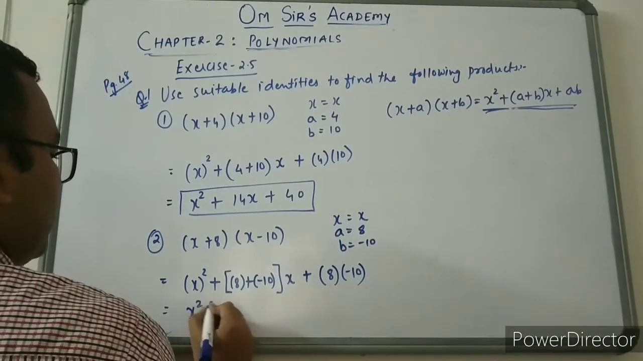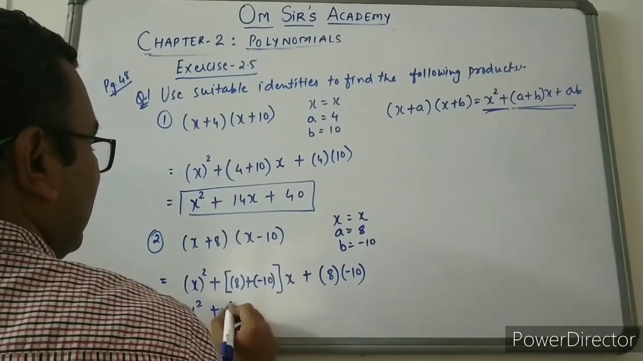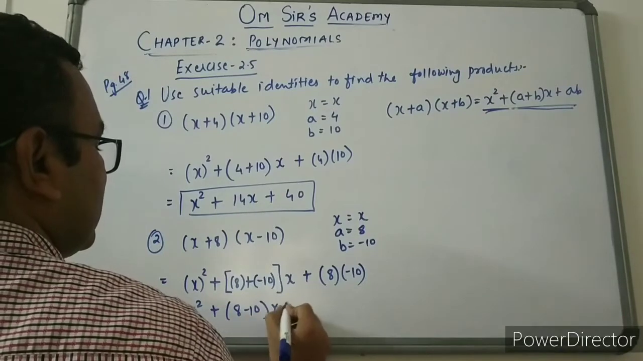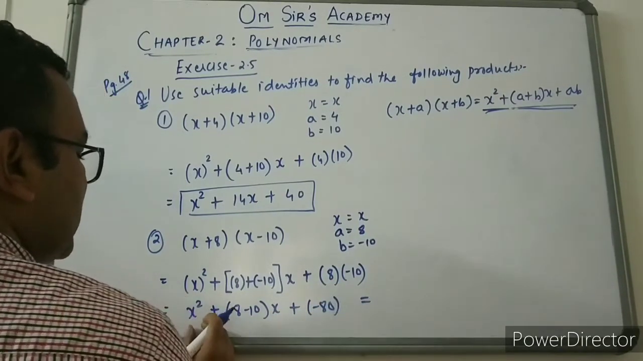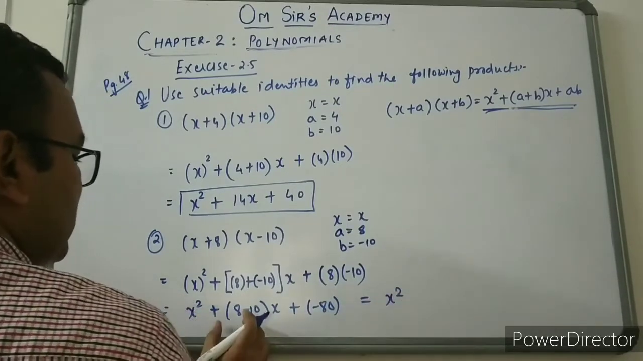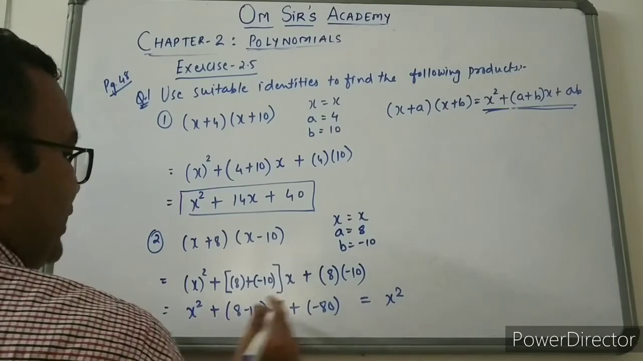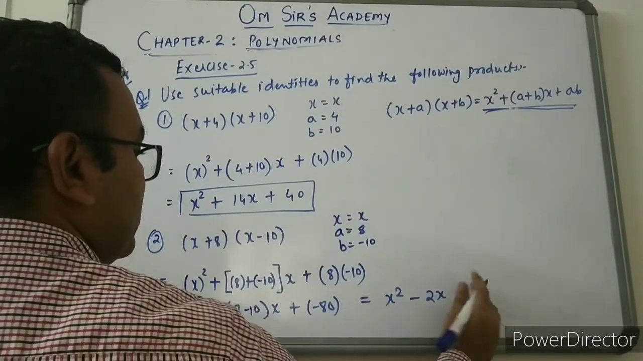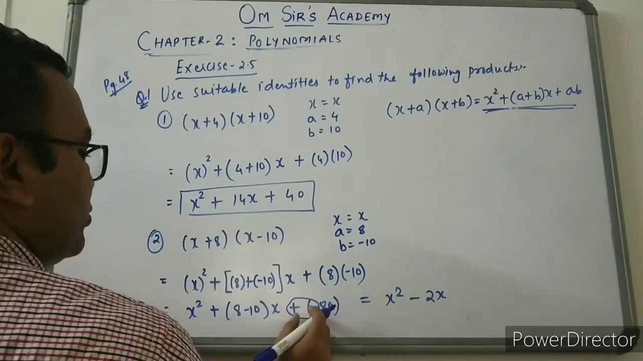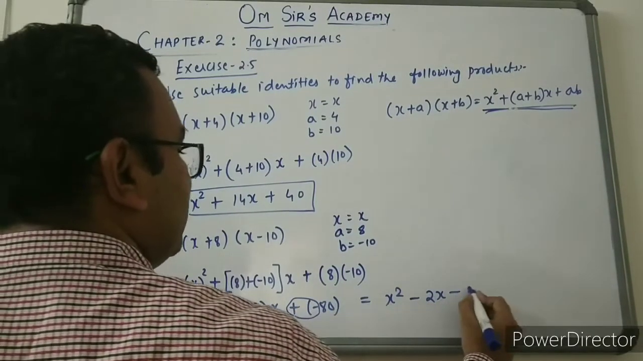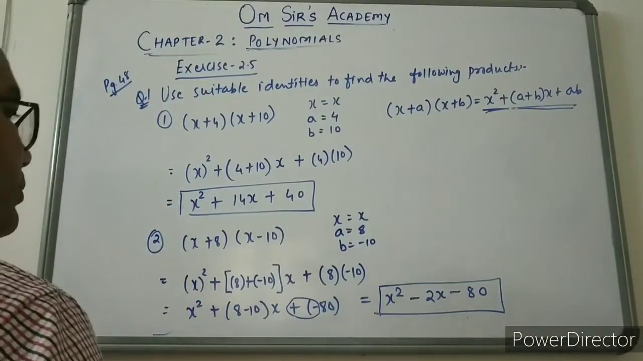So it will be x² + (8 - 10)x + 8 into -10. 8 into -10 is -80. So further I get x². 8 minus 10 is -2, so -2x. And here plus into minus, the sign will be minus, so it will be -80. So this is my answer of the second one: x² - 2x - 80.